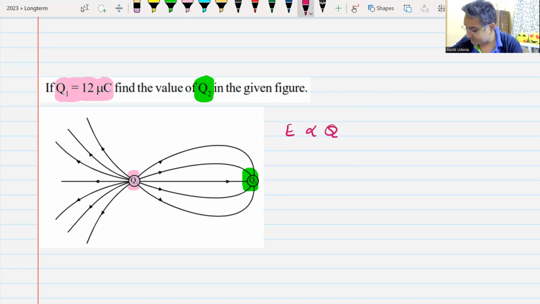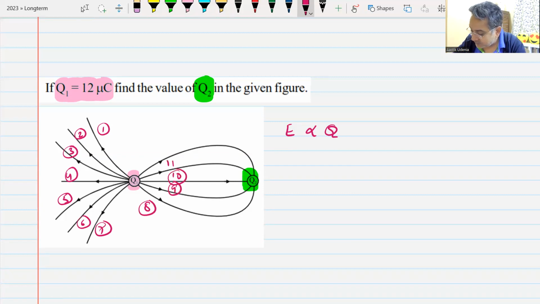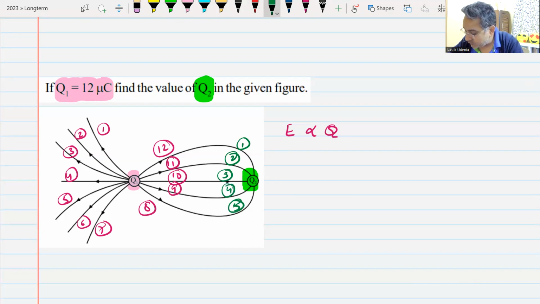Yes, sir. If you can count how many field lines are going out from here: 1, 2, 3, 4, 5, 6, 7, 8, 9, 10, 11, and 12. 12 electric field lines are going out from charge 1, and how many electric field lines are coming inside charge 2? 1, 2, 3, 4, 5. Do we see this? Yes, sir. So Q1 by Q2 will be in the ratio of 12:5.